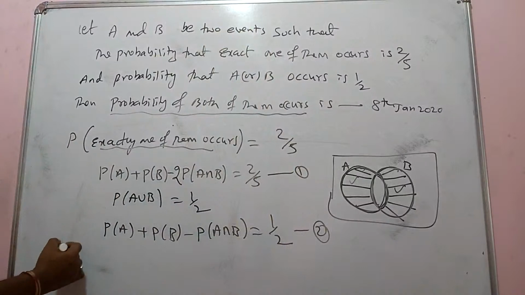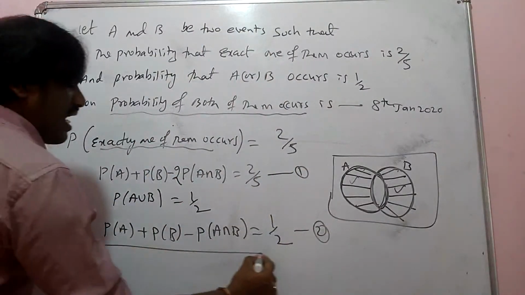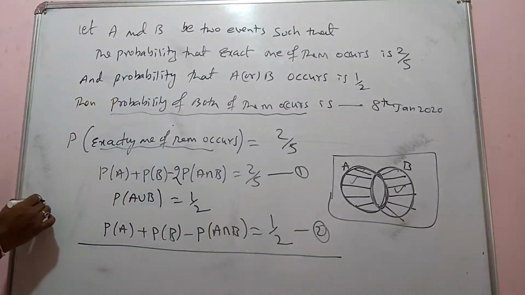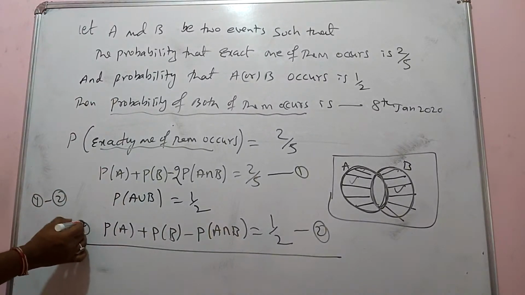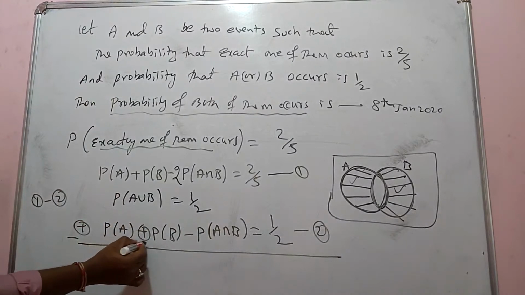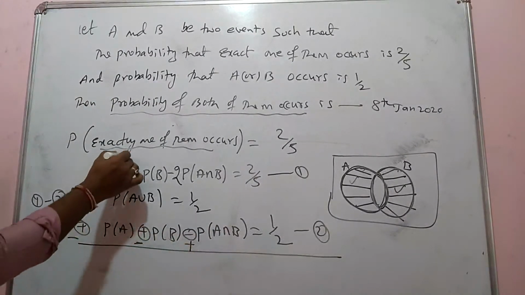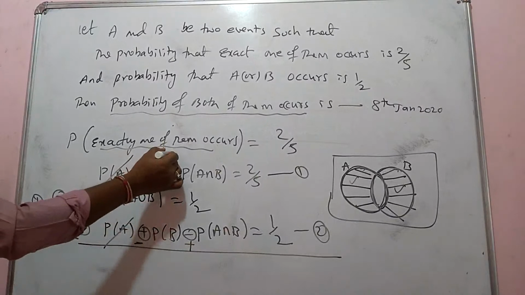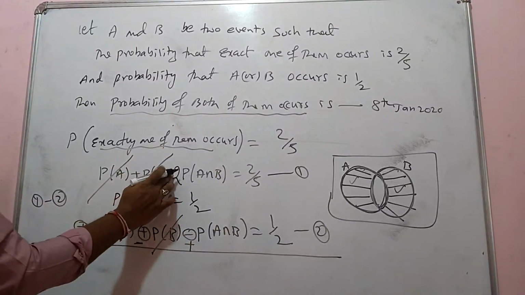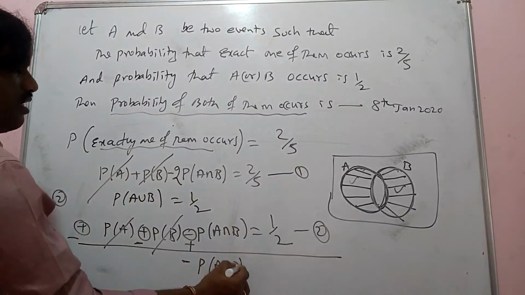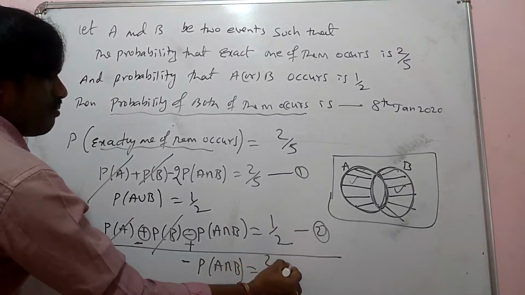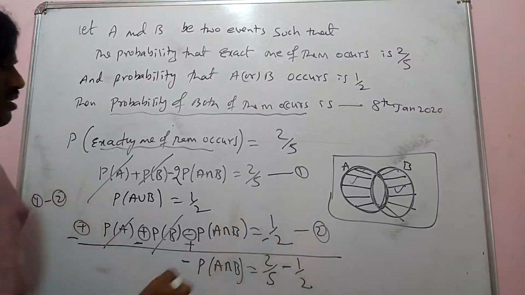So what you do here is subtract these two equations. Equation 1 minus equation 2. This plus will become minus, this plus will become minus, this minus will become plus, this one cancels, this one cancels. I'll get minus probability of A intersection B equal to 2 by 5 minus 1 by 2.